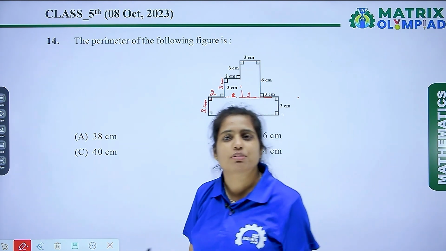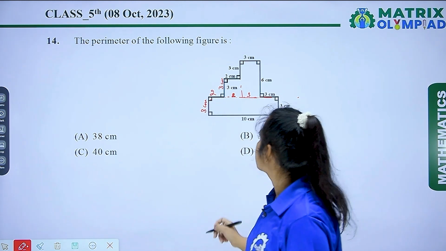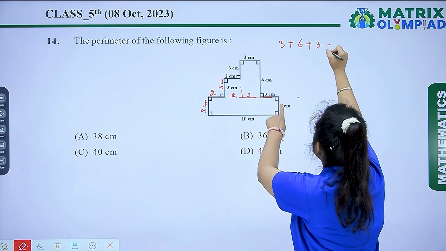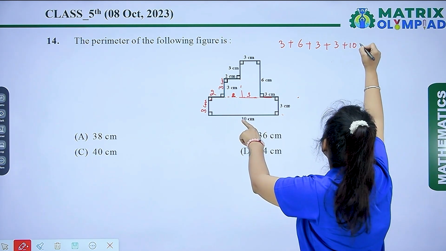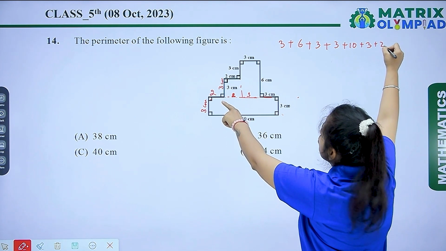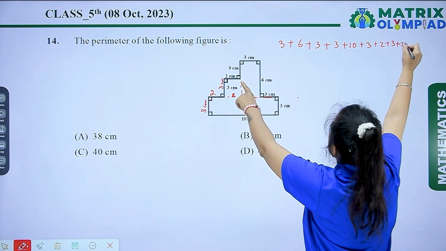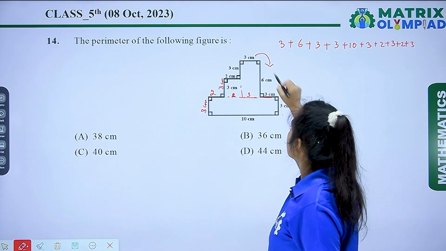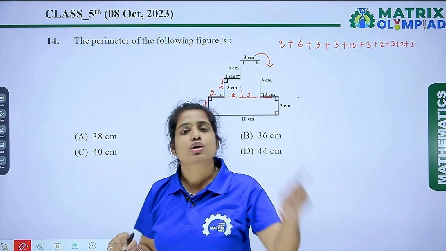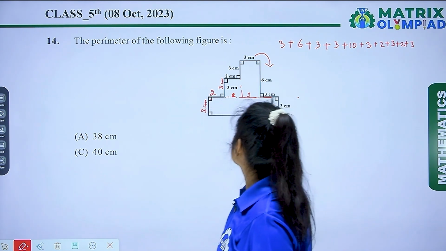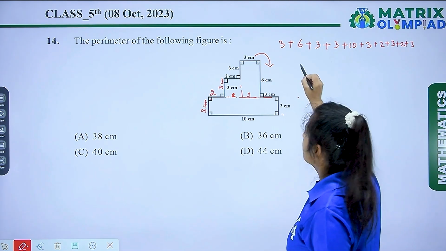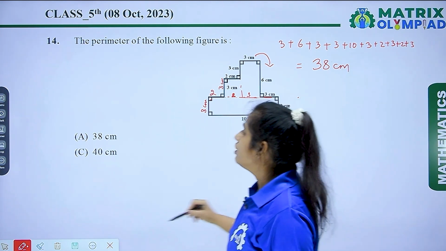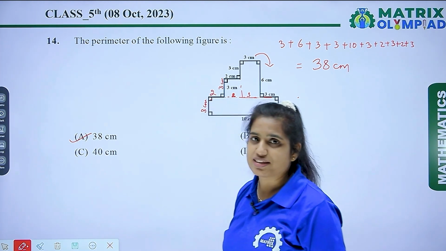अब आपके पास सारी measurements आ चुकी हैं आपके फिगर की. Let's calculate it. 3 plus 6 plus 3 plus 3 plus 10 plus 3 plus 2 plus 3 plus 2 plus 3. So starting from this side, we take a clockwise rotation of this figure, and after calculation, we get a total of 38 centimeter. So here option A is the correct answer.